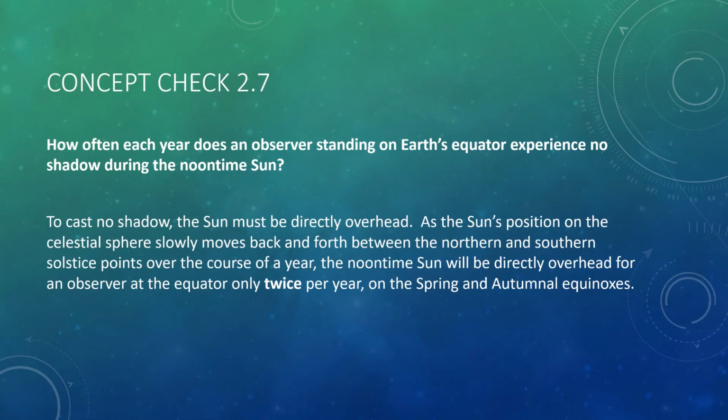All right, well, in order to cast no shadow, the sun must be directly overhead. So this question is basically asking, how often is the sun directly overhead if you're at the equator? Well, as the sun's position on the celestial sphere slowly moves back and forth between the northern and southern solstice points over the course of a year, the noontime sun will be directly overhead for an observer at the equator only twice per year, at those two equinoxes.